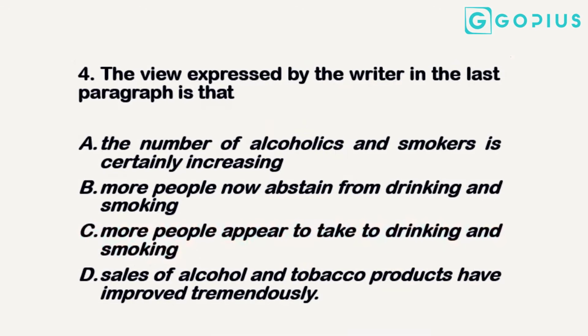For the next question, we have: the view expressed by the writer in the last paragraph is that. So now you have to take note of the last paragraph in that passage because they need an answer from there. Let us look at the options they provided. A, the number of alcoholics and smokers is certainly increasing. B, more people now abstain from drinking and smoking. C, more people appear to take to drinking and smoking. D, the sales of alcohol and tobacco products have improved tremendously. So note the question, we are looking for the view of the writer in the last paragraph.